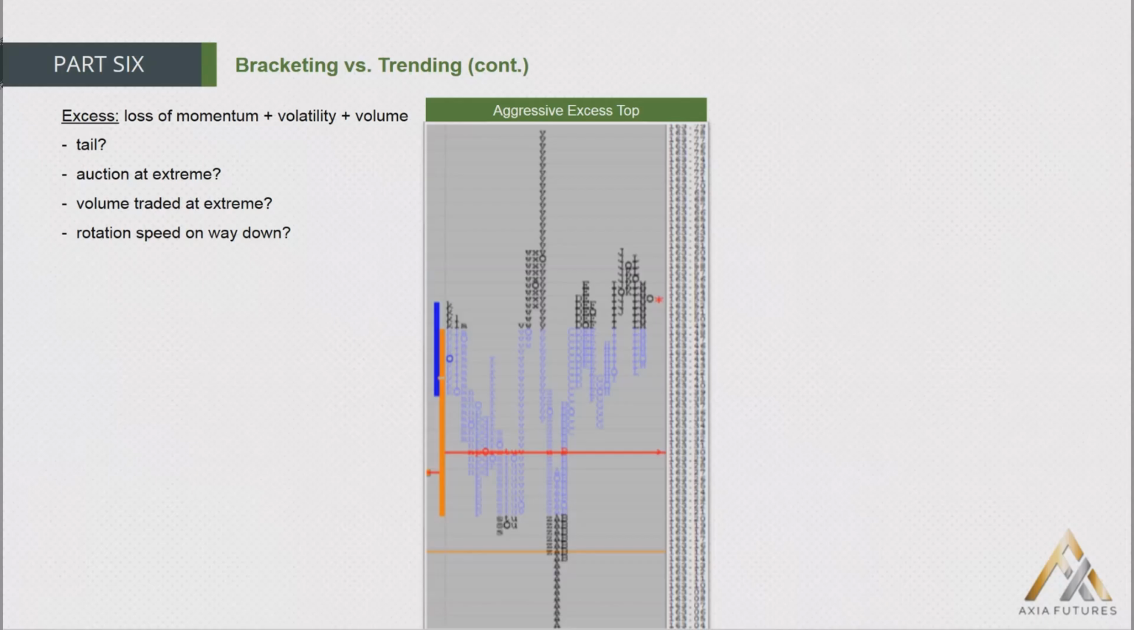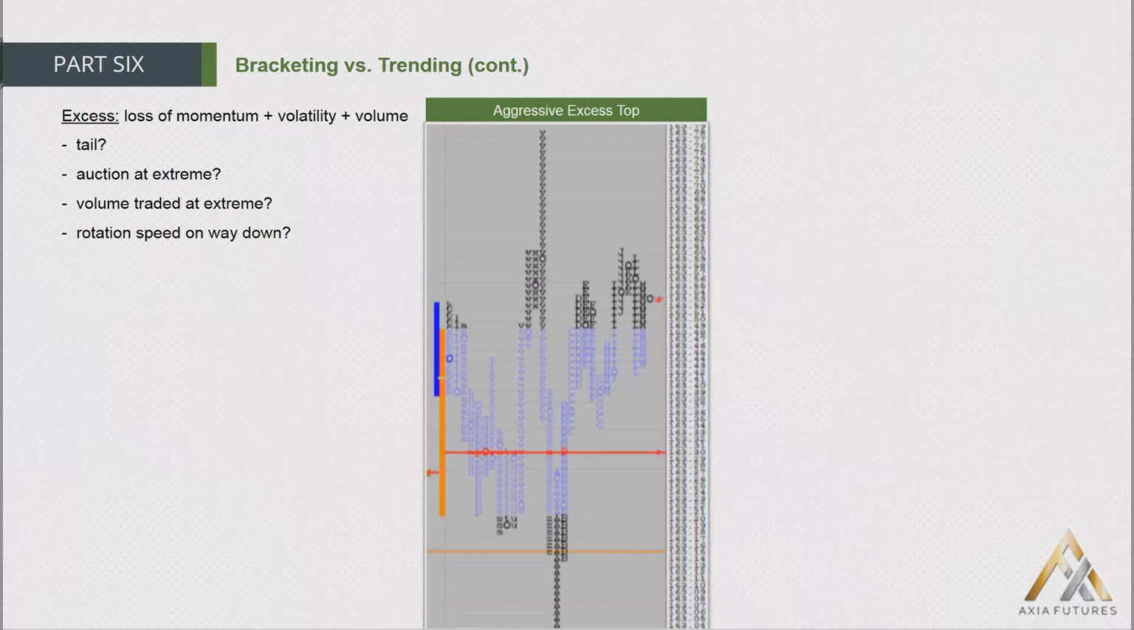So it's crucial to identify the two major differences. One, the excessive initiative taken by sellers at the higher prices, but then also the aggressive initiative taken even as prices continued to move lower. So there was a lack of response from buyers, and that's what created the aggressive move down.